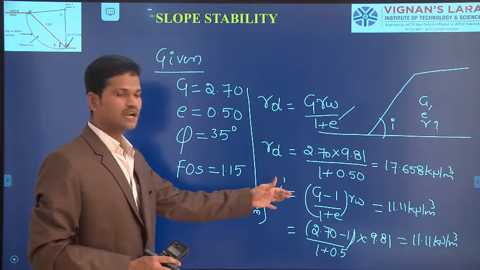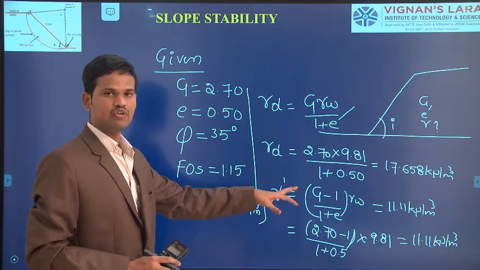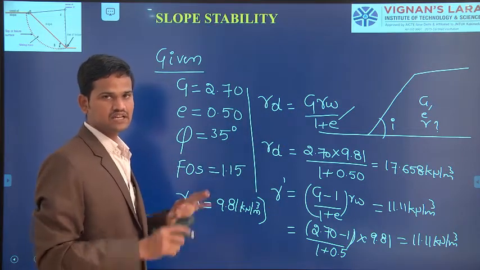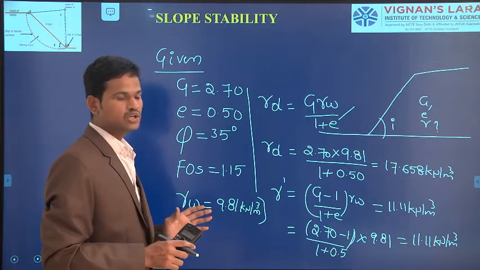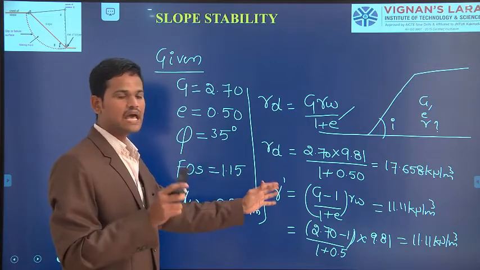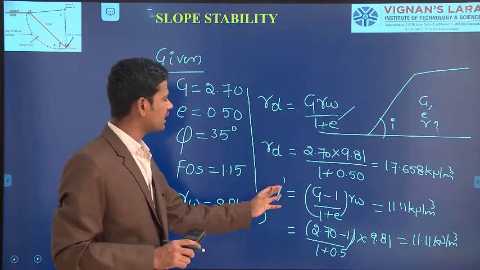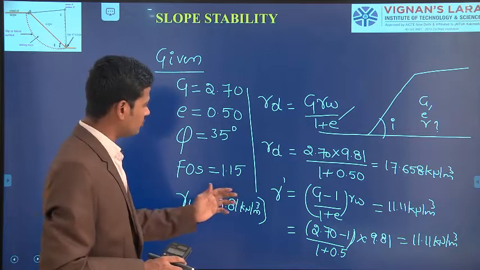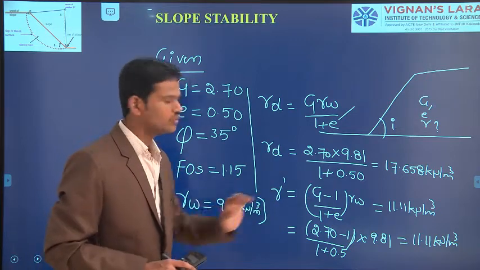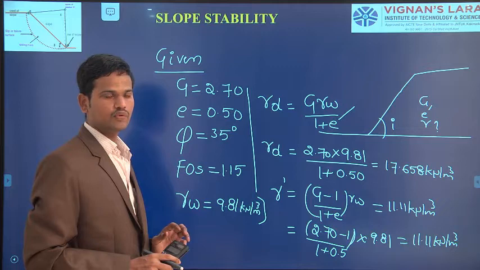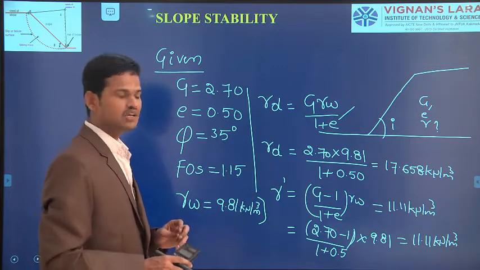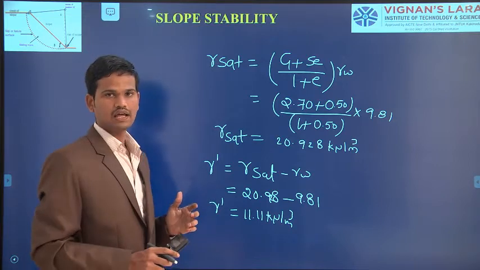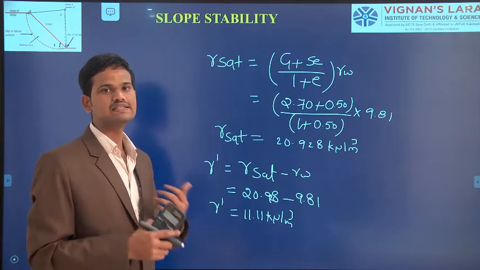Again, by substituting the parameters, when we consider the soil mass as completely submerged, that means the soil is completely filled with water, in those conditions the unit weight of the soil mass reduces. That we consider as gamma prime equal to G minus 1 by 1 plus e into gamma w. By calculating, we got the submerged unit weight of the soil mass as 11.11 kN per meter cube. Next, we have also considered one more condition, that is the steady seepage condition.